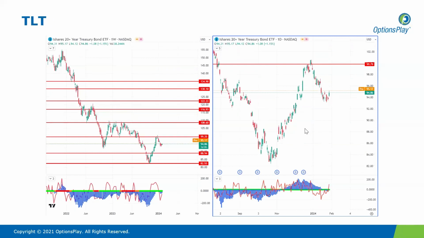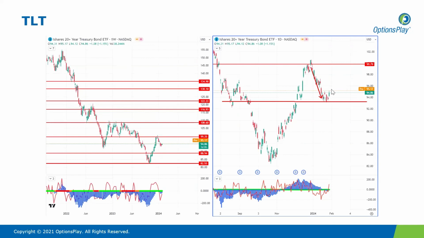TLT, the Treasury Bond ETF, looks like we are starting to see some movements here in TLT to the upside. We had quite a significant pullback ever since price rallied to that $100 level. And now price is finding support just below 94, set to open a little bit higher this morning.